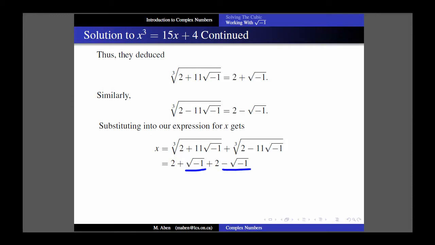The two square root -1s, although we never did wrap our head around what the heck that means, it turns out it doesn't matter in this problem, because the square root of -1 minus another square root of -1, we can reason must be 0. And then we're left with 2 plus 2, and of course 2 plus 2 is just 4, which we already knew is the correct answer. Okay.